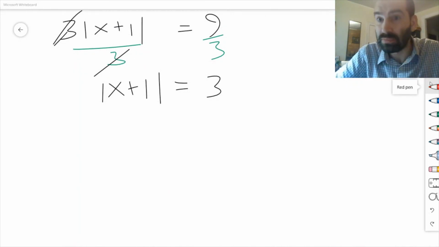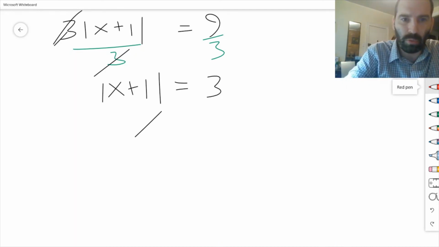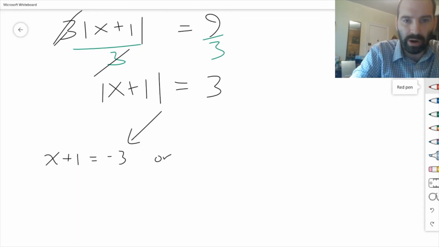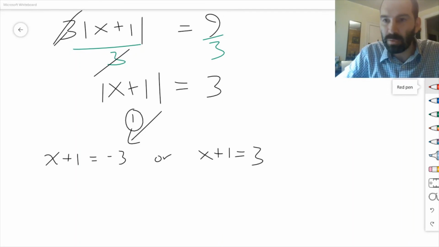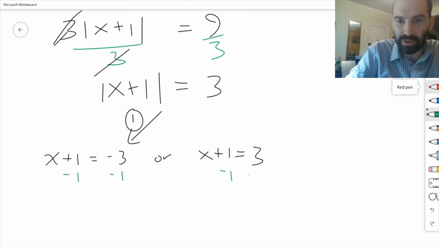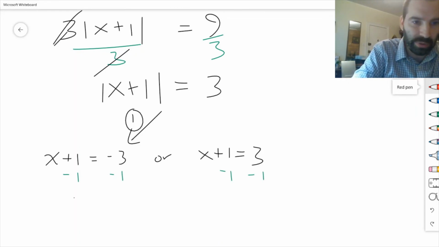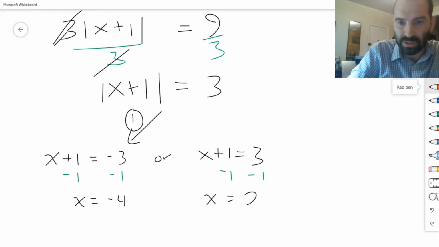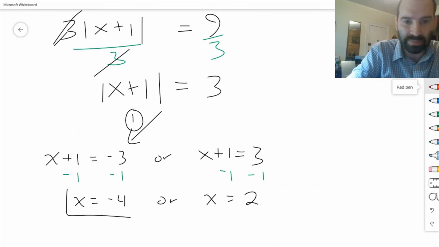Well, I use what we said before. I could do it 2 ways. So the first way we did it was to say that x plus 1 equals negative 3, or x plus 1 equals positive 3. But this is approach 1, all right? And we'll just solve these equations individually. Minus 1 from both sides. Do that on both of them. All right, and what do we get here? We get x equals negative 4. Here we get x equals 2. And there's our answers, right?